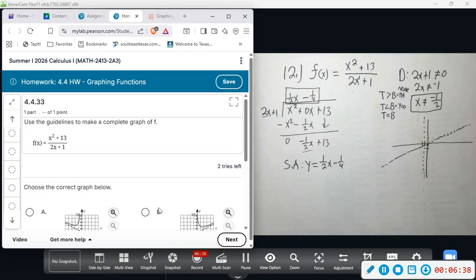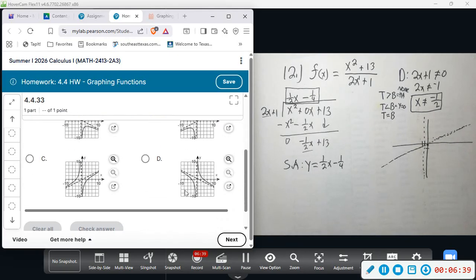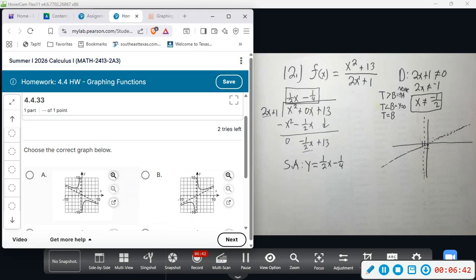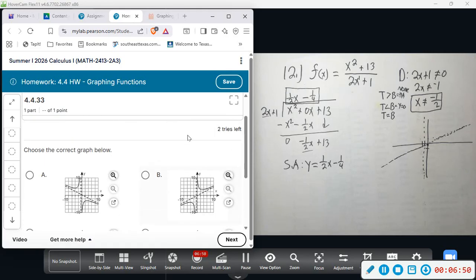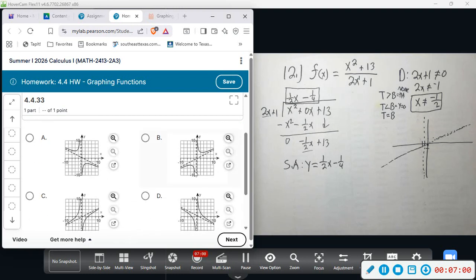I could use these two lines and kind of eliminate some graphs. So I would definitely eliminate this one. It's going the wrong direction. So I would get rid of A and D. So I have a 50-50 shot. Now doing the derivative, second derivative will take a lot more time, especially with critical points, since we have to do quotient rule. It's not impossible, but it just takes a little bit of time. So the best way to pick out the correct answer is we're going to plot some points.